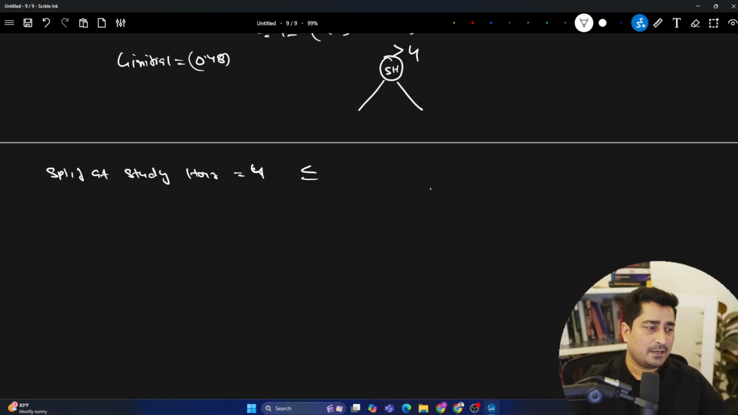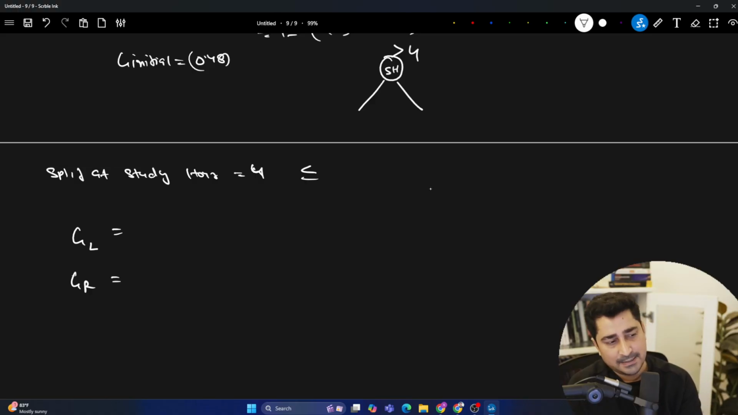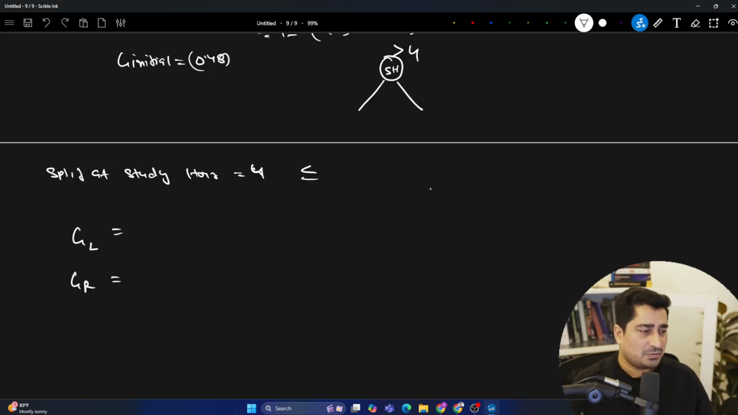Here, if I have to find out whether this is going to be the best split for me or not, how will I be able to figure it out? Again, I'll try to calculate a Gini. I'll calculate a Gini for the left hand side and a Gini for the right hand side, and then maybe I will be able to do the math.